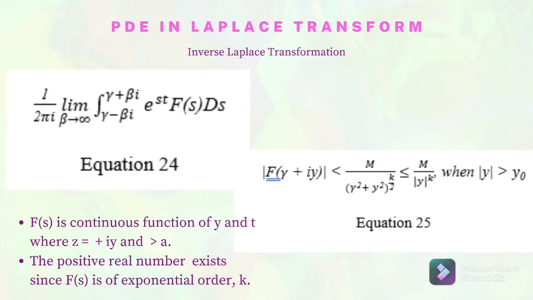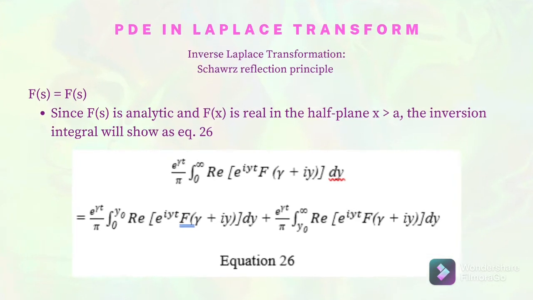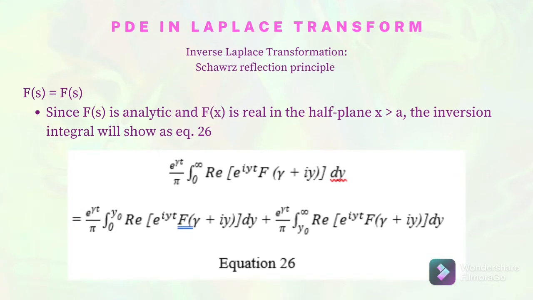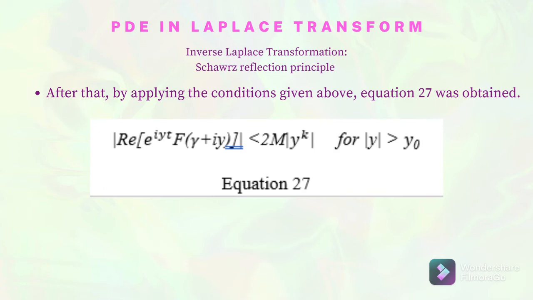So this equation tells us that f is analytic and is real in the half plane a is smaller than s. Based on the Schwarz reflection principle, f of s conjugate is equal to f of s. Since f(s) is analytic and f(x) is real in the half plane x is bigger than a, the inversion integral will show as equation 26. After that, by applying the condition given above, equation 27 was obtained.